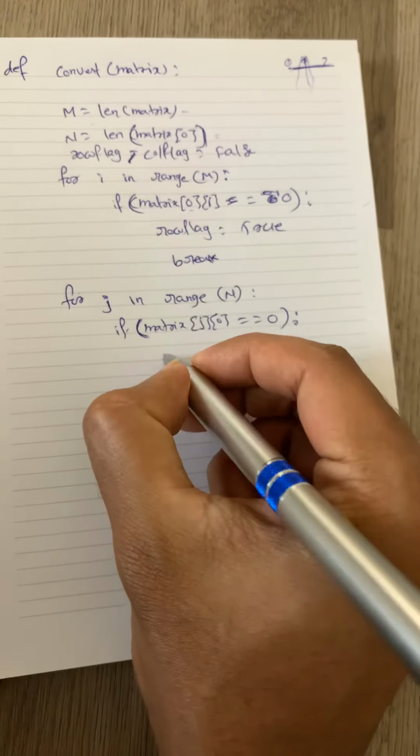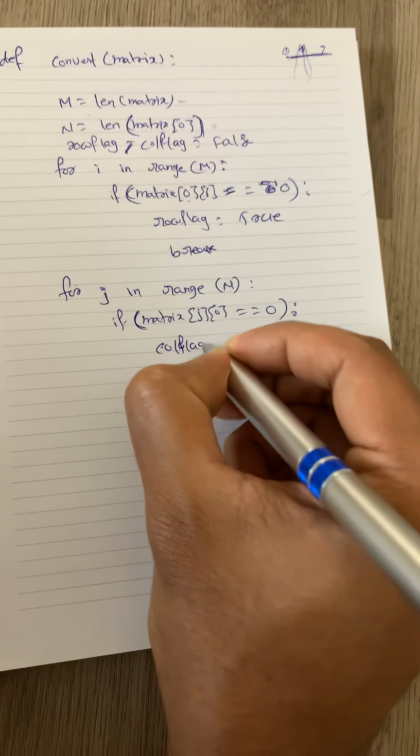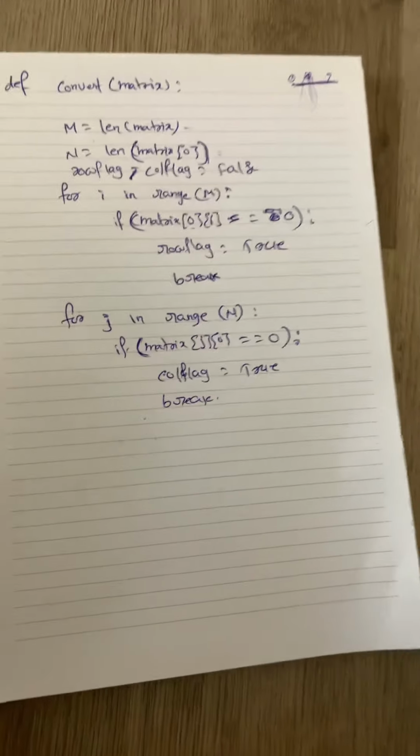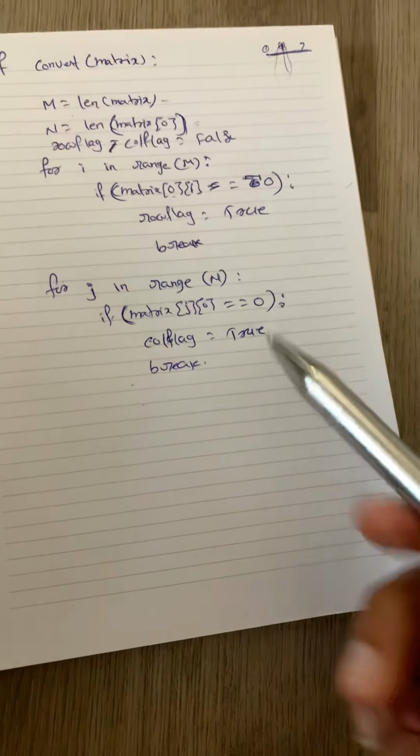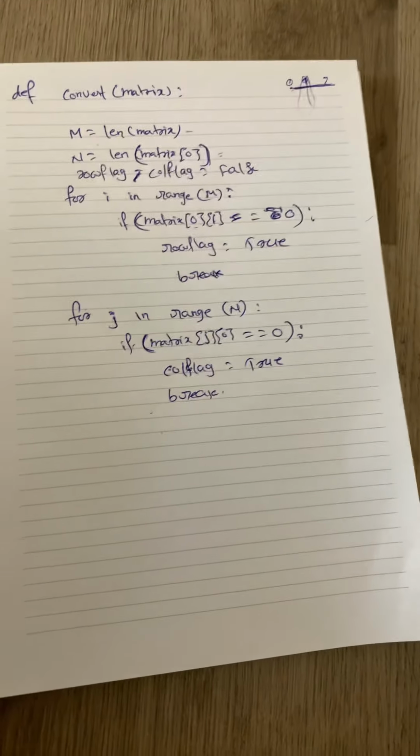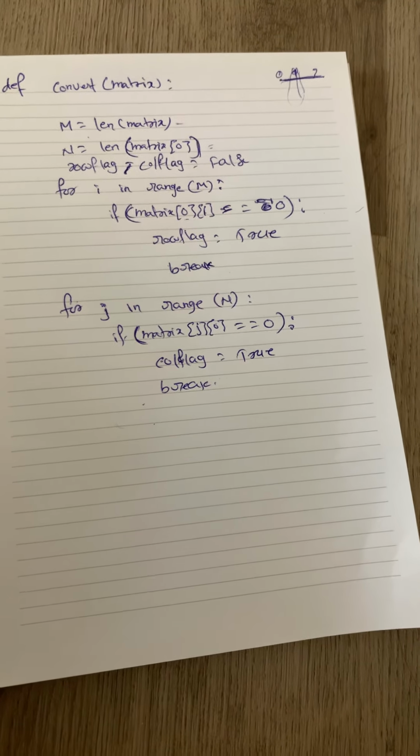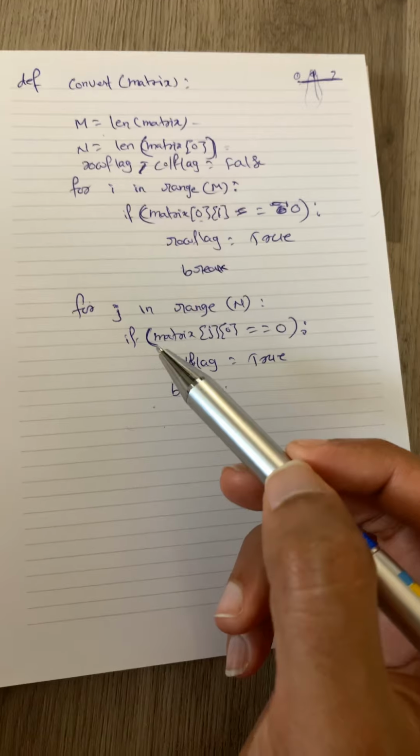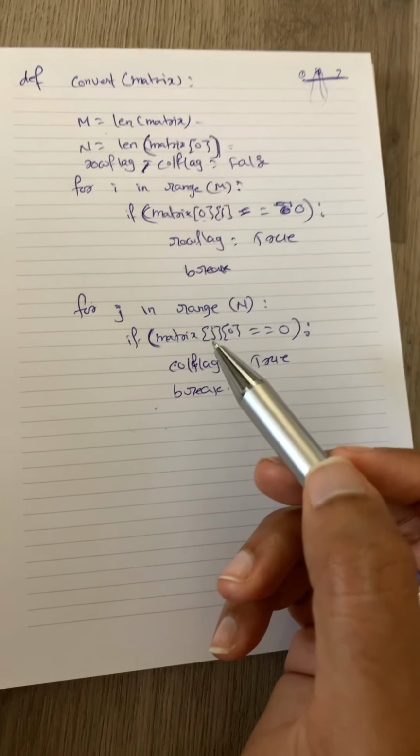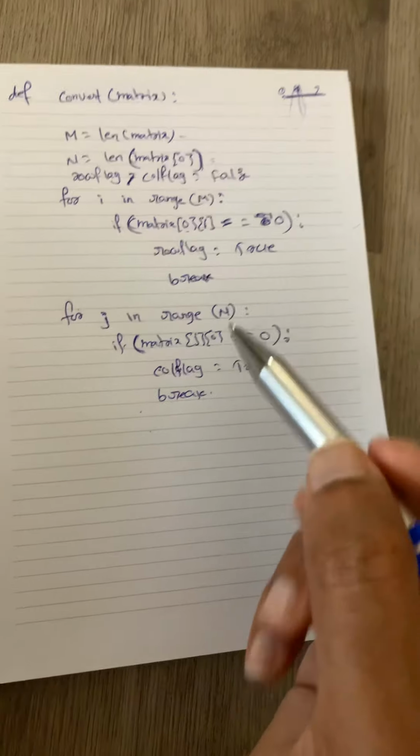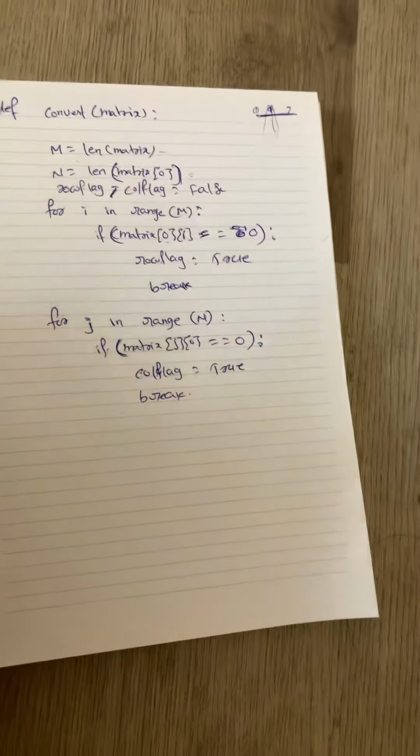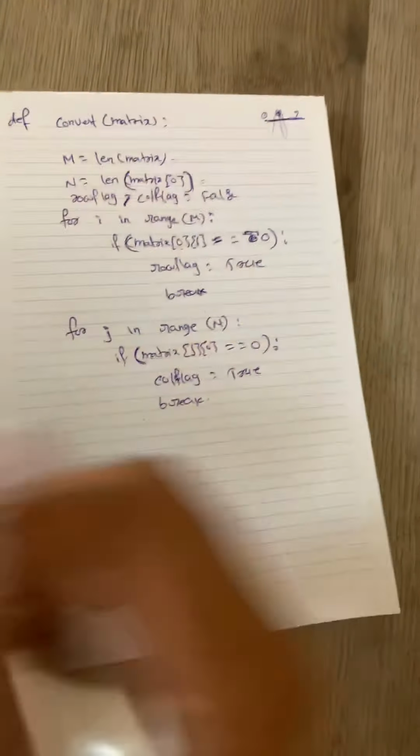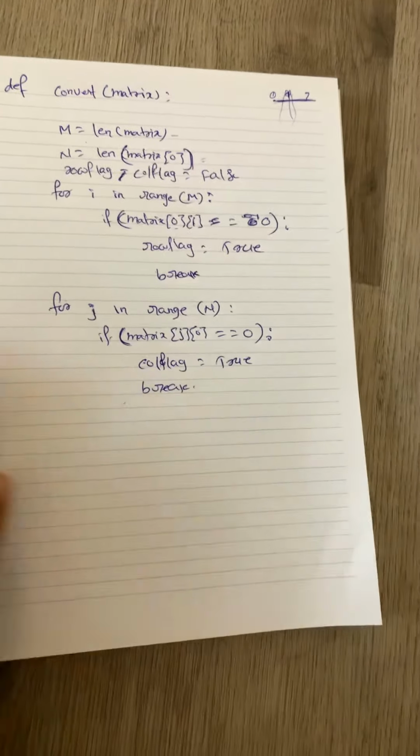Now we set column flag equal to true, and then we break if we see any element set to 0 in that specific column. If we find it, we just break. Now we have to process the rest of the matrix, using the first row and first column to mark whether any cell in that row or column has value 0. So far we have only done the first row and first column. Now we're going to do the rest of the matrix as well.